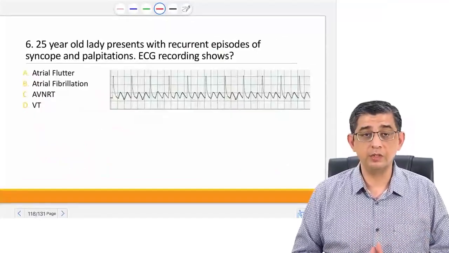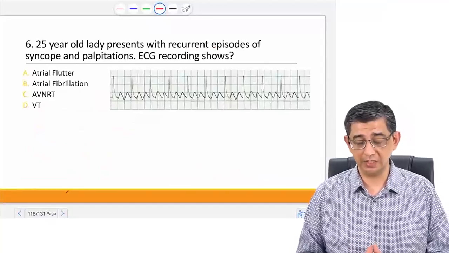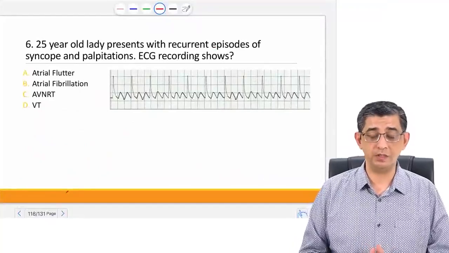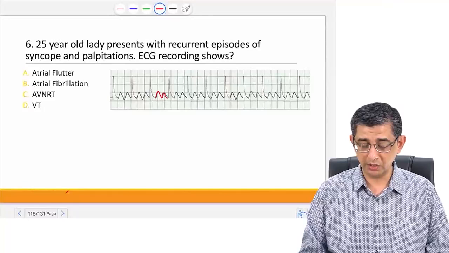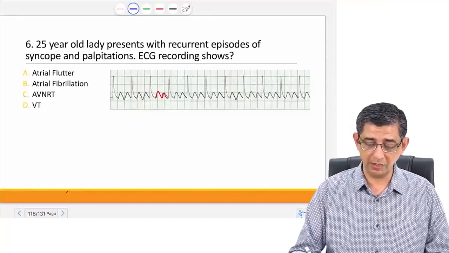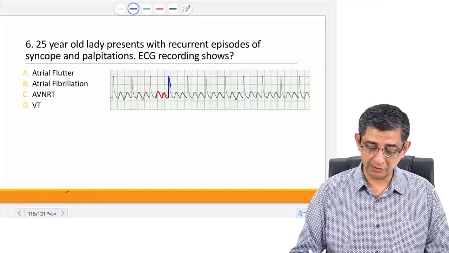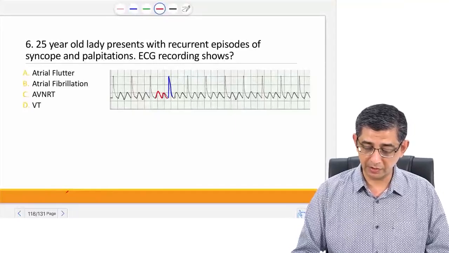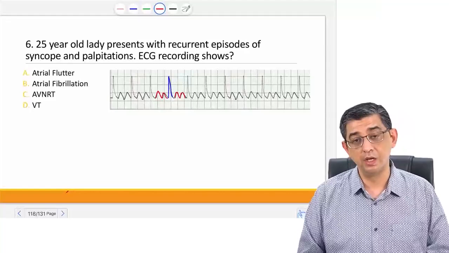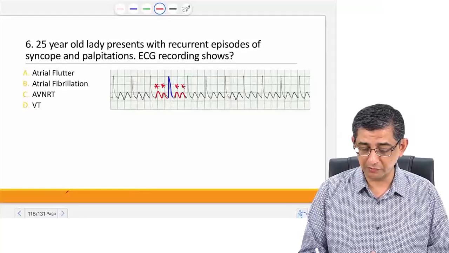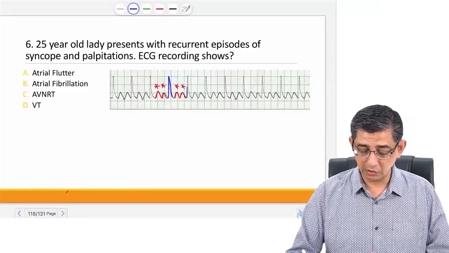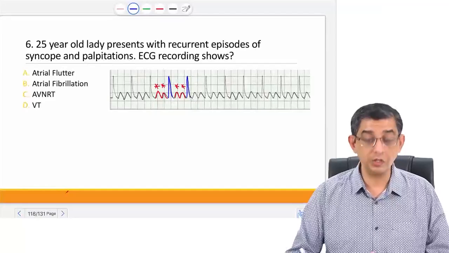The next question talks about this 25-year-old lady who presents with recurrent episodes of syncope and palpitations, and the ECG is showing a very characteristic sawtooth wave pattern. You can notice that before every QRS complex, there is the sawtooth pattern. This is revealing the presence of 3:1 conduction. Though you can see only two sawtooth waves before every QRS complex, this is not 2:1 conduction, this is 3:1 conduction.